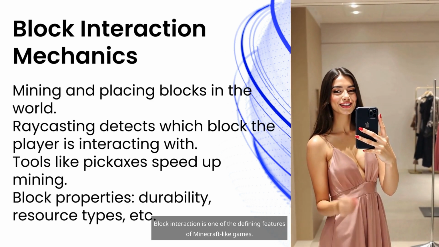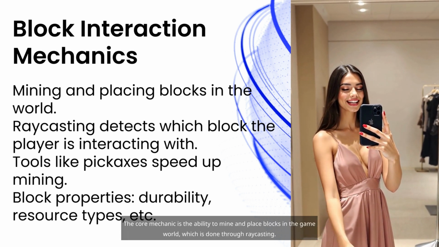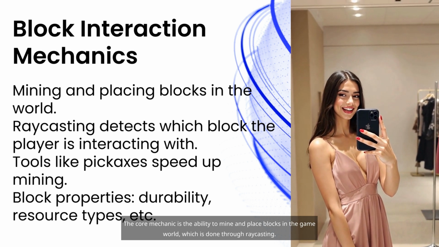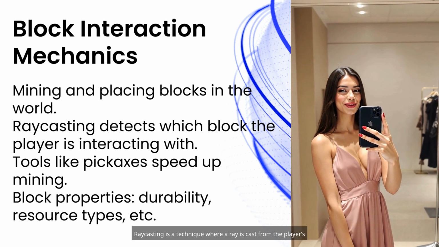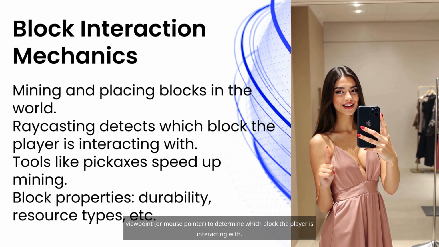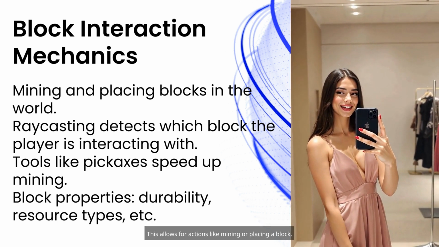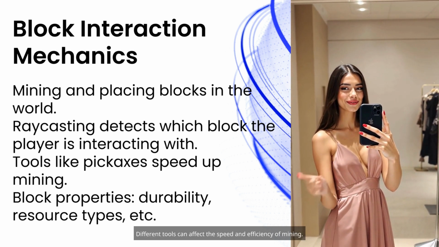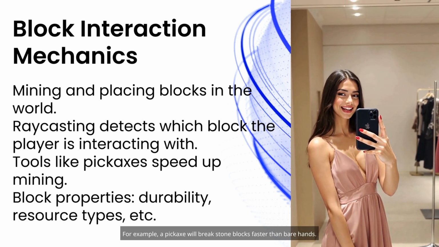Block interaction is one of the defining features of Minecraft-like games. The core mechanic is the ability to mine and place blocks in the game world, which is done through raycasting. Raycasting is a technique where a ray is cast from the player's viewpoint or mouse pointer to determine which block the player is interacting with. This allows for actions like mining or placing a block. Different tools can affect the speed and efficiency of mining. For example, a pickaxe will break stone blocks faster than bare hands.